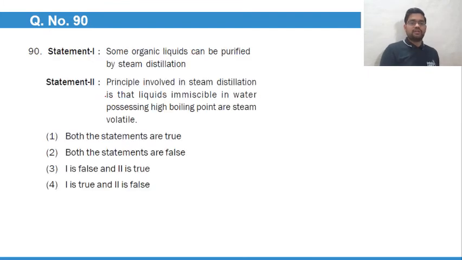Talking about 90. Some organic liquids can be purified by steam distillation. True. The principle involved in steam distillation is that liquids immiscible in water possessing high boiling point are steam volatile. That is also true. So both options are true. So that is 90, option number 1.